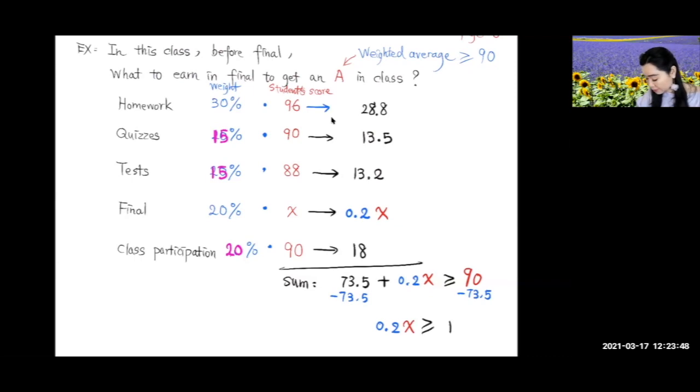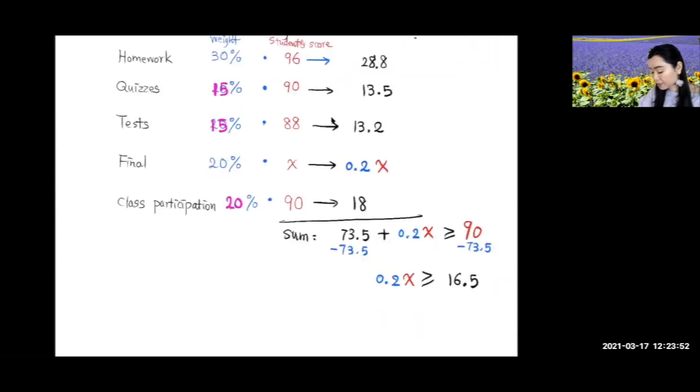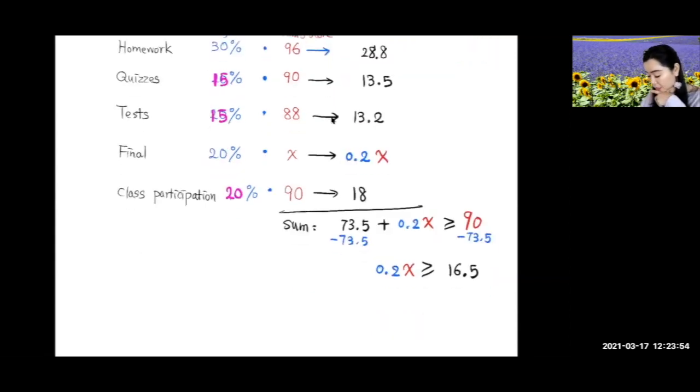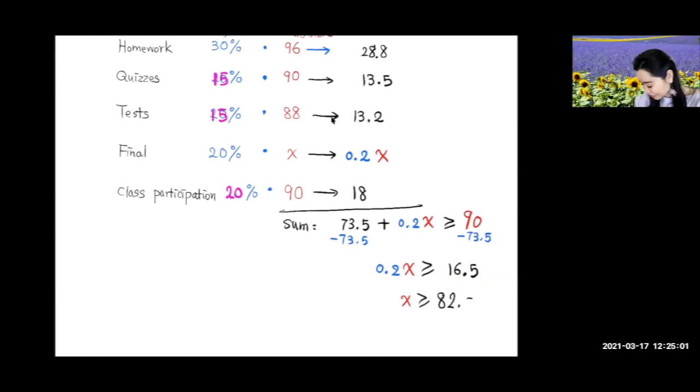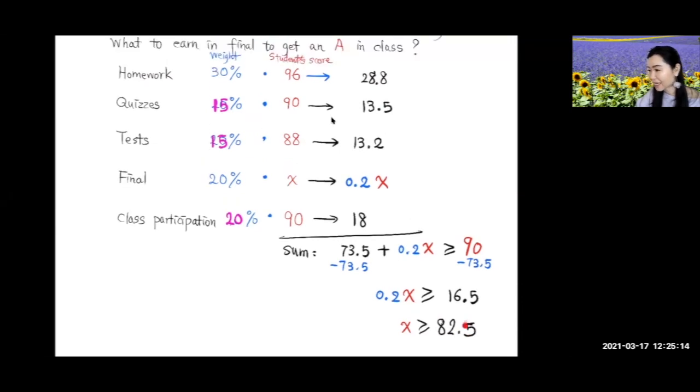This is 16.5, right? Okay. So 16.5. And now you divide by 0.2. Okay. What do you get? Divide by 0.2. 82.5. So divide by 0.2, that's 82.5. So the student just needs to score 82.5 in the final in order to get an A in class.